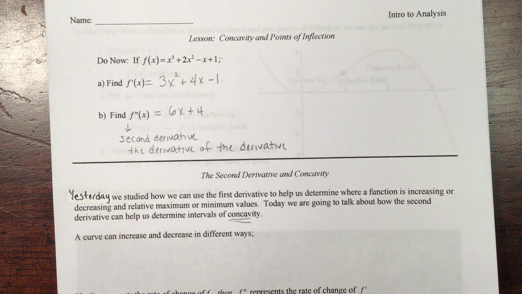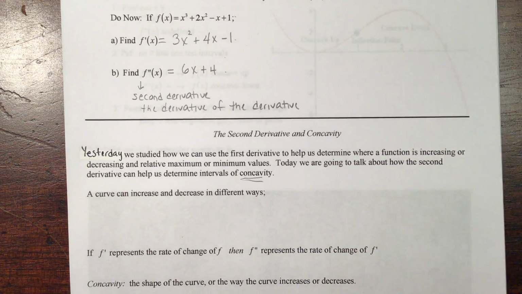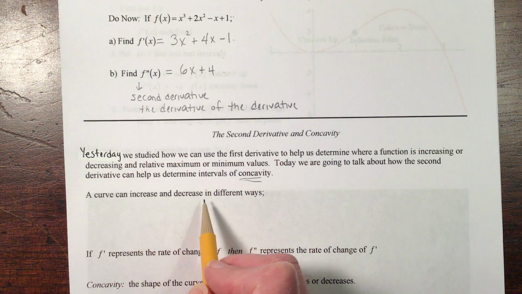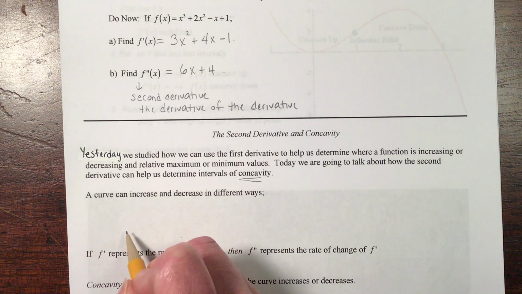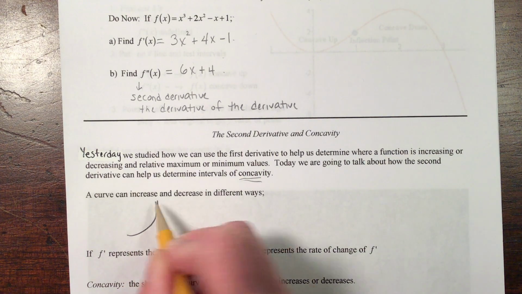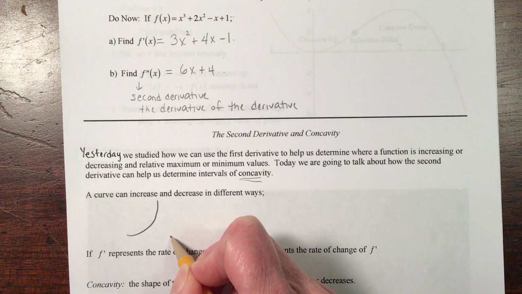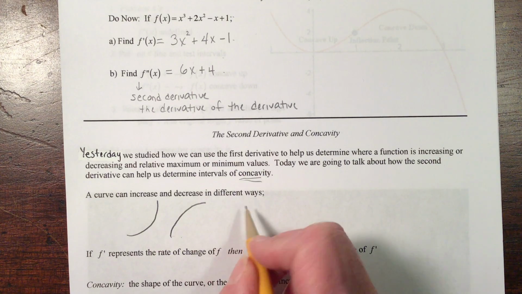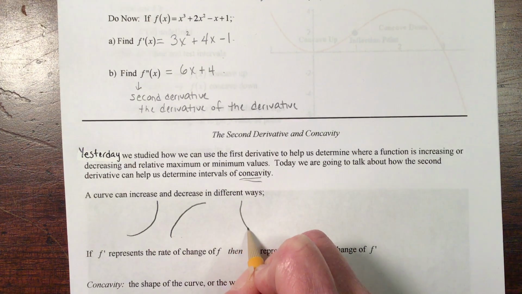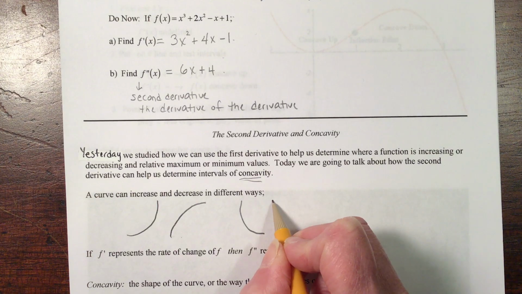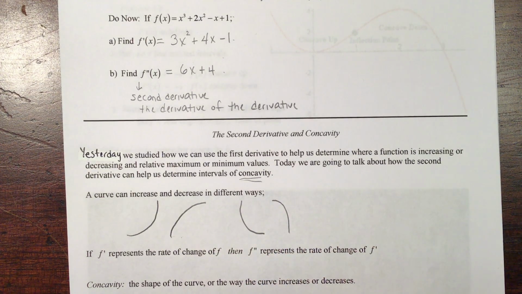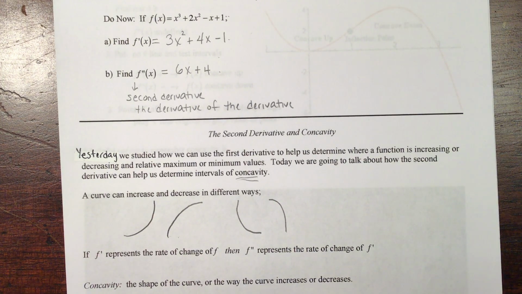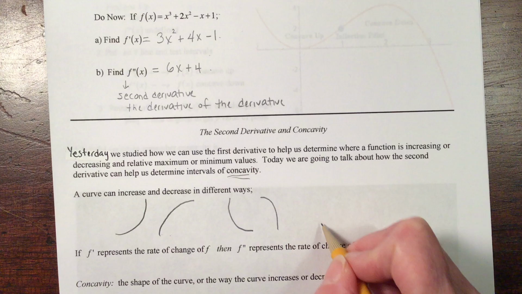Okay, so now that's going to be a pretty tricky concept, so I'm going to take a few minutes to describe it. A curve can increase and decrease in different ways. Our curve can kind of go up like that. Our curve can bend up that way. That would be increasing. Our curve can decrease like that, or our curve can decrease like that. And I'm sure you can kind of visualize this, just by thinking about the graph of a function. Our curves can also do this.